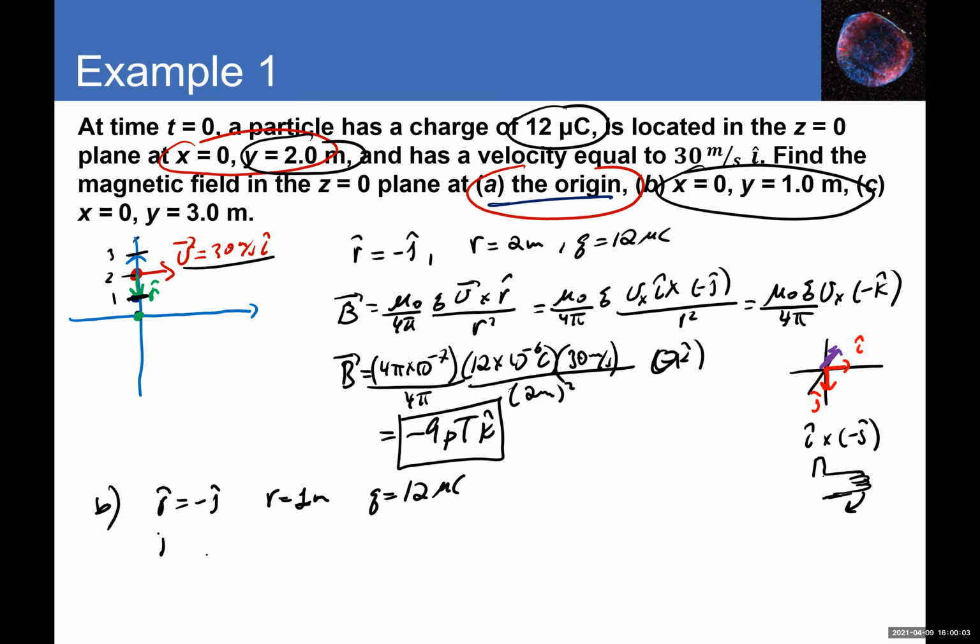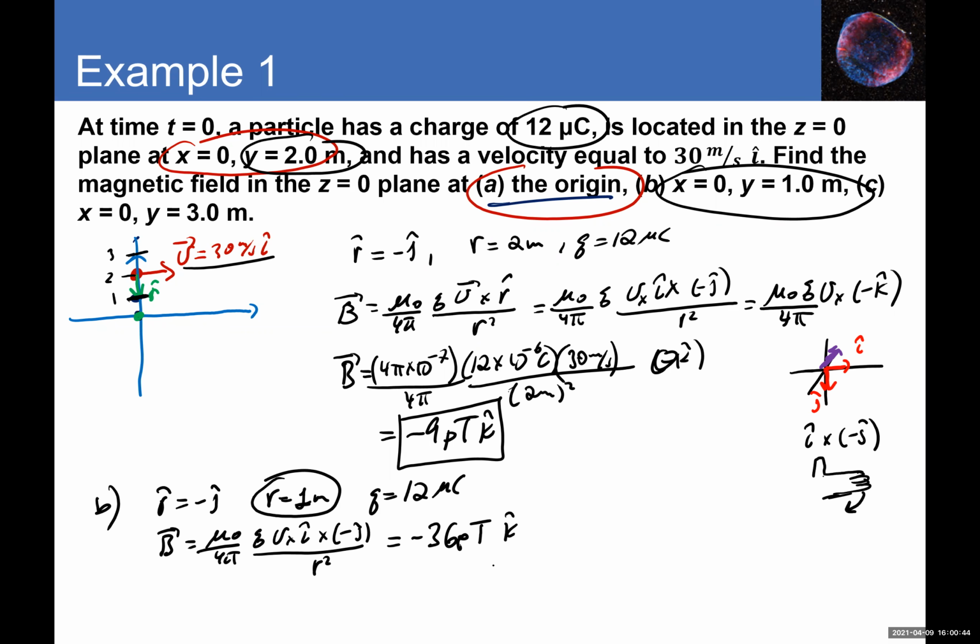So B is equal to mu naught over 4 pi Q, still have Vx I hat cross negative J hat divided by R squared. The only thing changing is the R for this part B. So I can calculate this, and you can see this is actually closer to the particle, so you should expect a stronger magnetic field. We get negative 36 picotesla in the negative K hat direction. It is a much stronger magnetic field compared to when it was 2 meters away.